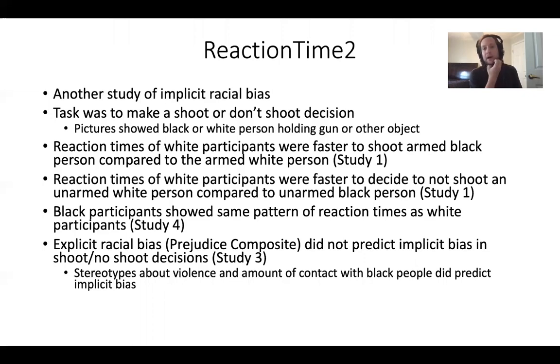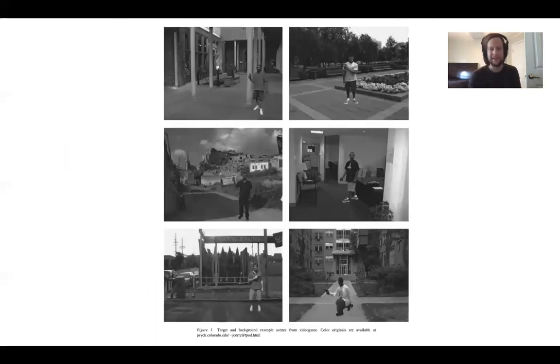This study is the shoot versus don't shoot paradigm, where people are shown pictures, and I think I have the pictures right here. They're probably kind of small, but if you read the article, then you saw these same pictures. This appears to be a black individual holding something which is not a gun. This is a white individual holding something which is not a gun. I think that's a white individual holding something which is not a gun, a black individual holding something which is not a gun, a white individual holding a gun, and a black individual holding a gun.